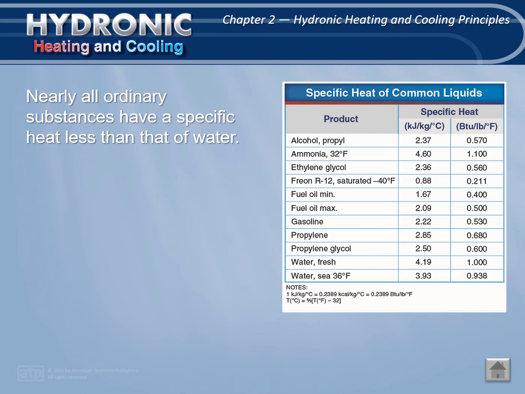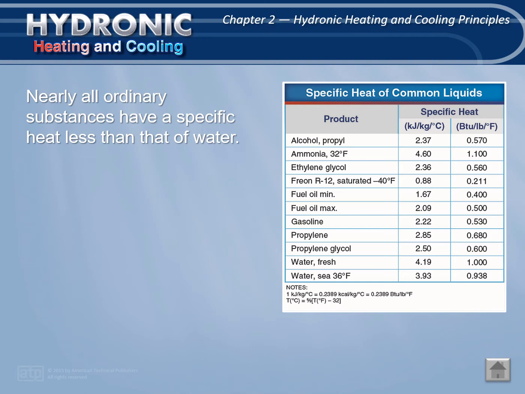A practical measure of heat is the quantity of heat needed to raise the temperature of a given weight of a substance. The basic unit used to measure the quantity of heat is the British thermal unit. For practical purposes, 1 BTU is the amount of heat needed to raise the temperature of 1 pound of water by 1 degree Fahrenheit.